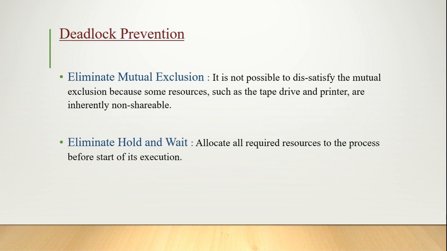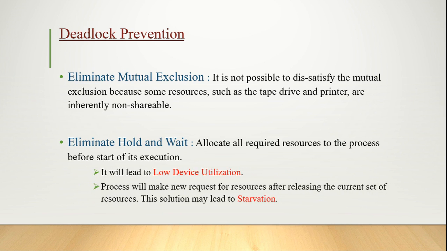Next, eliminate hold and wait. Allocate all required resources to the process before the start of its execution. This way, the hold and wait condition is eliminated, but it will lead to low device utilization. For example, if a process requires a printer at a later time and we have allocated the printer before the start of its execution, the printer will remain blocked till it has completed its execution. It may not be feasible to know resource requirements. Also, it may not lead to optimal usage.